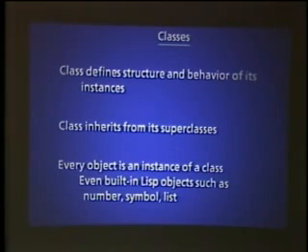Now, in the Common Lisp Object Standard, we have a set of classes which define the structure and the behavior of the instances, just as we had in Smalltalk. And these classes inherit from superclasses. Unlike Smalltalk, which had exactly one class that things could inherit, we have in the Common Lisp Object Standard something which is called multiple inheritance. And what that means is that each class can inherit from a set of other classes. Okay. And every object is an instance of a class.